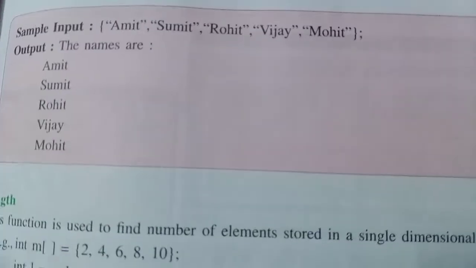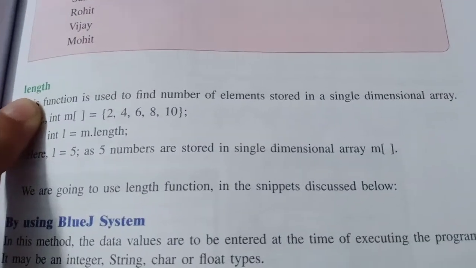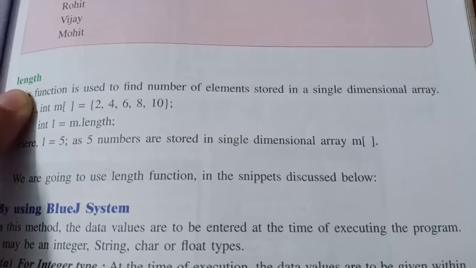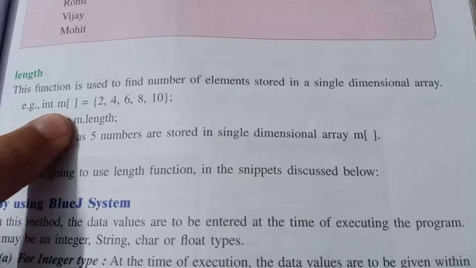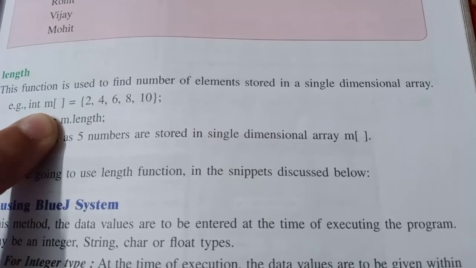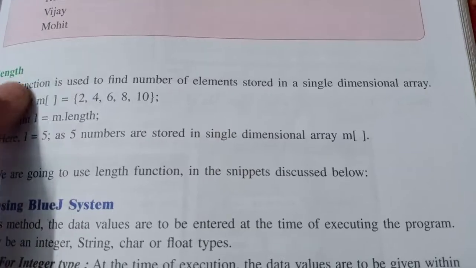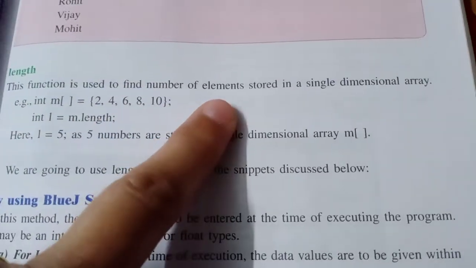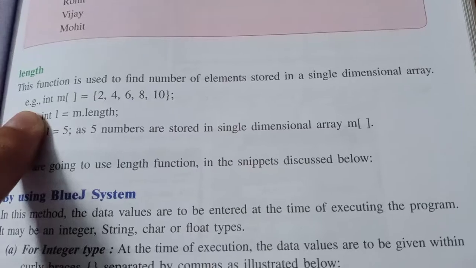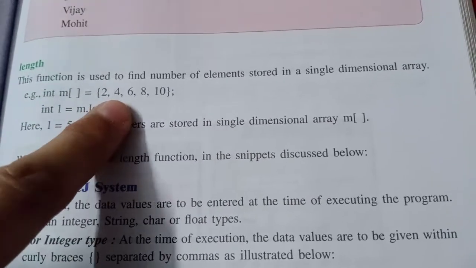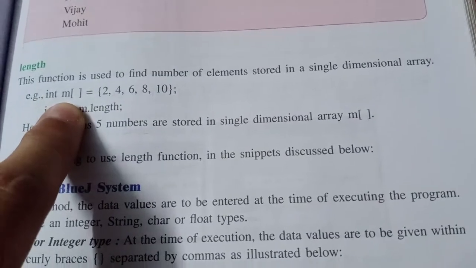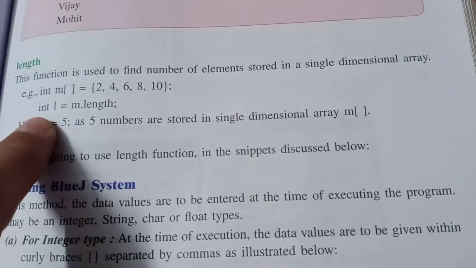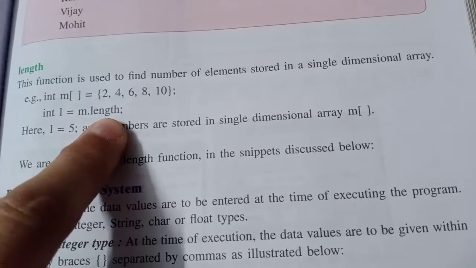You can see. And now see how to get the length of array. As you know, we can get the length of a string also. For string we have length function. Same way we can also get the length of array using length function. The function, this length function is used to find the length of elements stored in the single dimensional array. For example, int m 2, 4, 6, 8, 10. These are 5 elements in this integer type array m. So how to get its length? Int L is equal to m dot length.